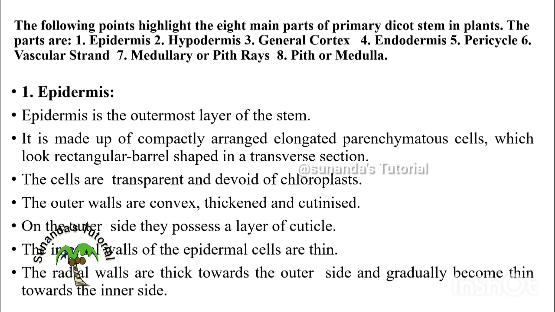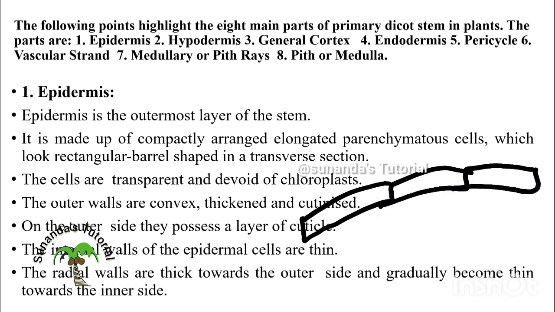The outer layer is the epidermis. It is the outermost layer. It is made up of compactly arranged elongated parenchymatous cells, which look rectangular or barrel shaped in transverse section. It is transparent in nature. By morphology it is transparent. It has no color because it lacks chloroplast.